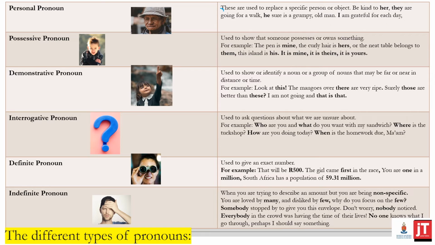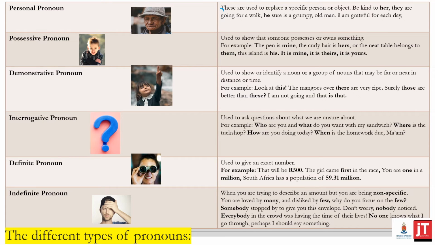Be kind to her. Not be kind to Emily, be kind to her. They are going for a walk. He sure is a grumpy old man. I am grateful for each day. Can you think of other ones? That is when the pronoun is there to replace the name of a specific person.